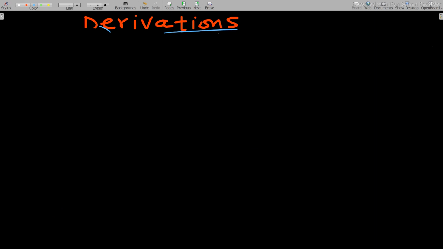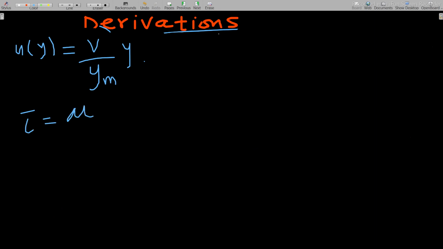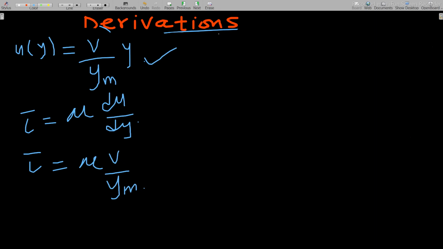Now our u of y is equal to v over y max times y. So this is u of y in Couette flow. Now, what is tau, which is the shear stress? From Newton's law of viscosity, shear stress is given by mu du/dy. So our tau is equal to mu times the differential of u with respect to y, and we have v over ym. Very, very simple like that.